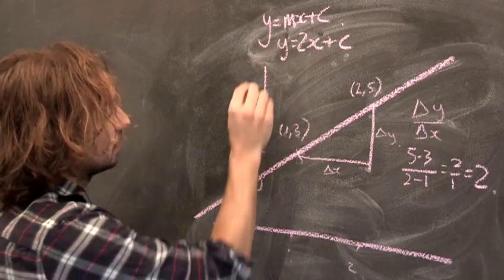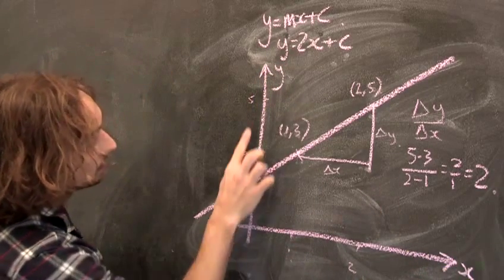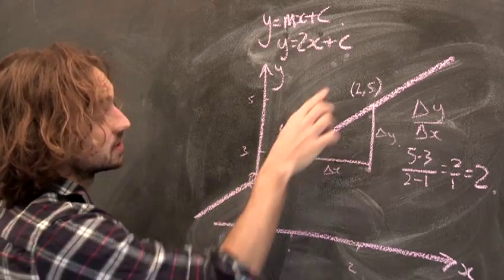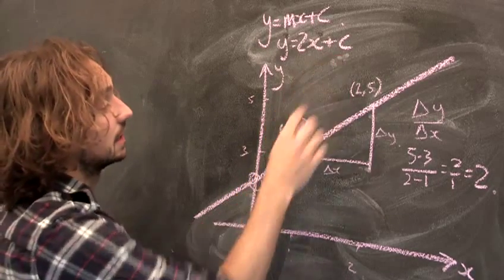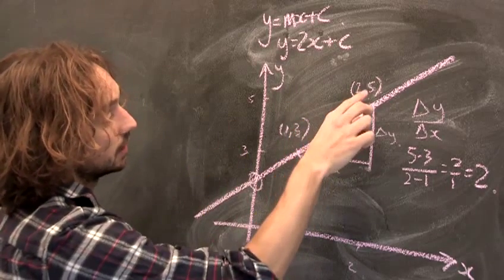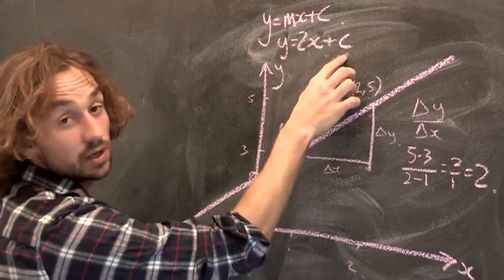It represents the y-intercept, it's called. It's the point where the line crosses this axis here, the y-axis. This is called your y-intercept, and this is represented by the letter c. So to find that, we take 1 point on the line. Let's take this point here. And we put this x value, 2, and this y value, 5, into this equation.